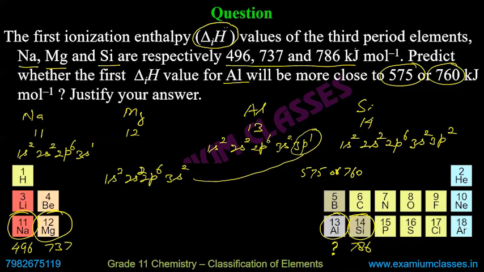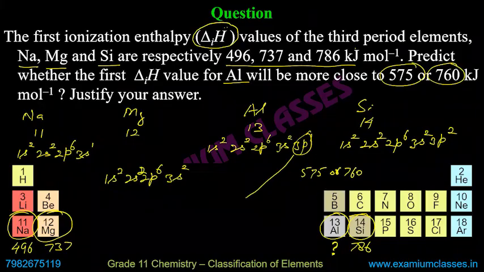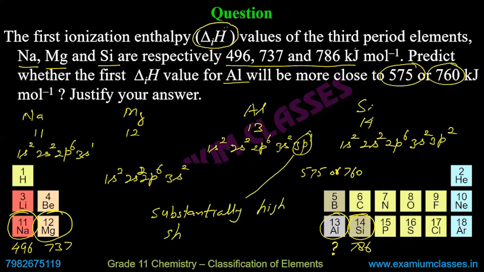Now there is a difference because in the previous case, the electron goes in S, here it is going in P, and P is substantially larger than S. So it means in P, there will be substantially higher shielding by inner core electrons, due to which the net effective charge will decrease and it will be easier to remove.